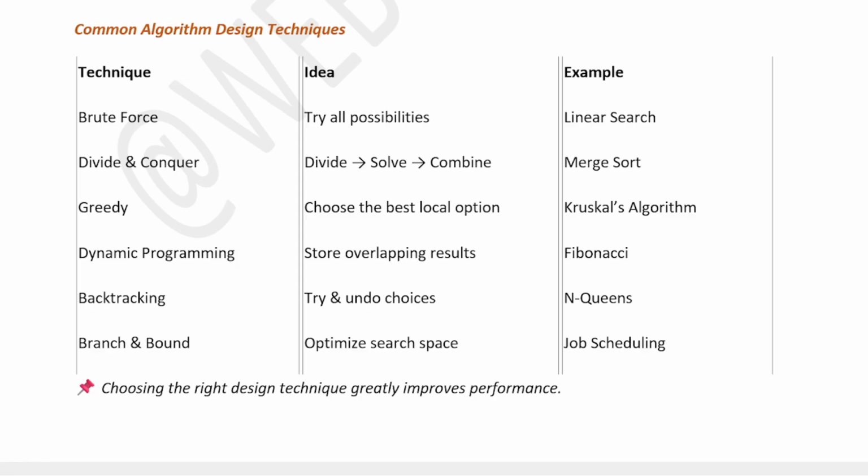Backtracking. Backtracking means try a solution. If it fails, undo it and try another. A common example is the n-queens problem. Branch and bound. Branch and bound improves backtracking by eliminating useless paths early. It is commonly used in optimization and job scheduling problems. So choosing the right design technique greatly improves the performance.